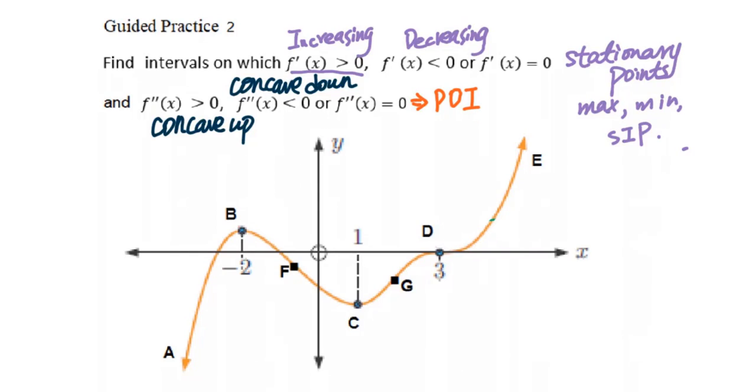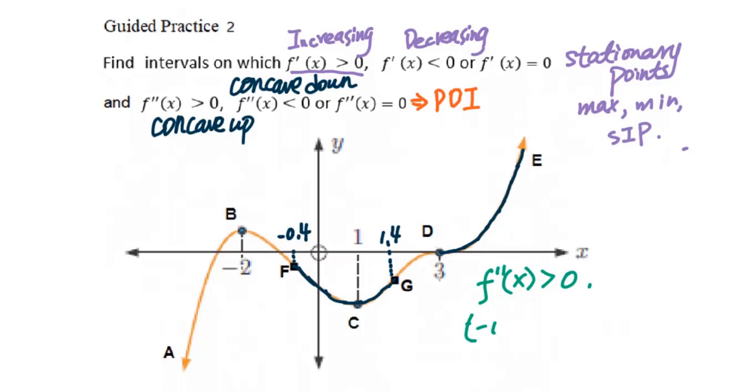Therefore, you will check the concave up curve. That's from here to here, and also here, this is concave up. We assume this point is 1.4. This point is negative 0.4. Therefore, for the second derivative greater than 0, it will be from negative 0.4 to 1.4, union from 3 to infinity.